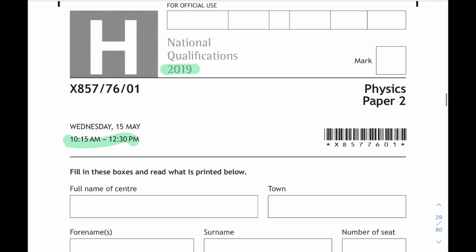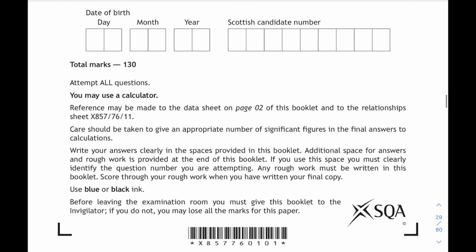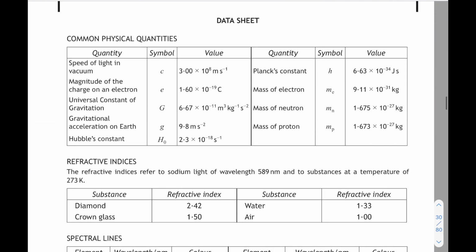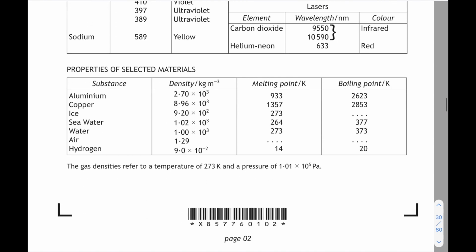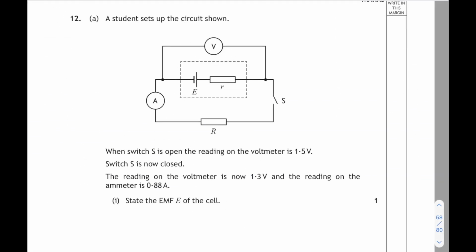So, as usual, your data sheet may come in handy. Don't know if we're going to use it for the electricity stuff, but it's at the front of the paper if you need it. So let's dive right in where we left off. That was at question 12, and this is on internal resistance.